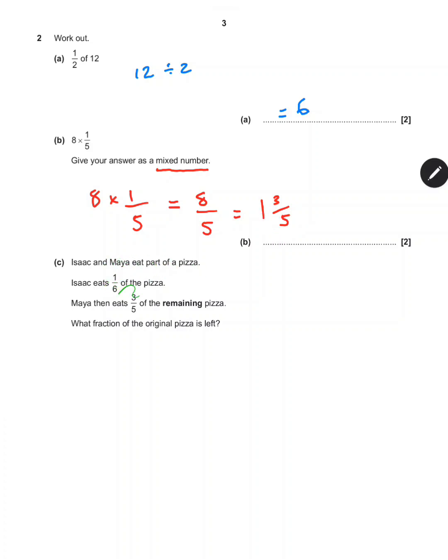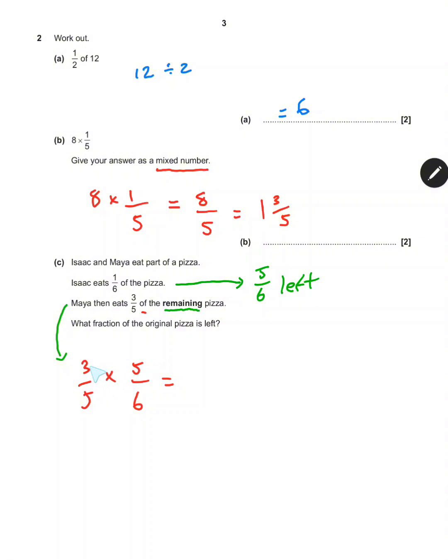Part C, we've got people eating a pizza. Isaac eats a sixth of the pizza. And if you look at this, it talks about what's left. So straight away, if someone eats a sixth of the pizza, I know there are 5/6 left. Maya eats 3/5 of what's left. Okay, so what I'm going to do is work that out. If Maya eats 3/5 of what's left, the word of in maths can be treated as a multiplication. So Maya eats 3/5 of what's left, 5/6.